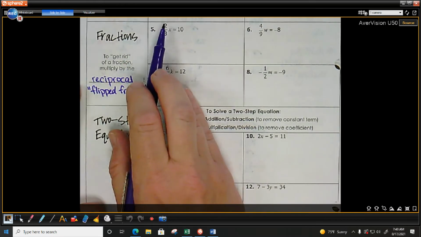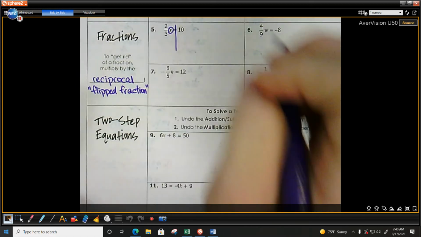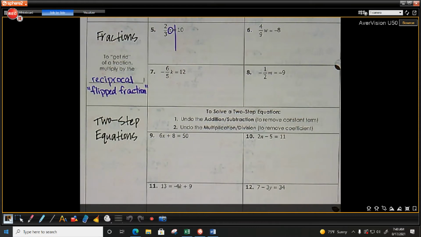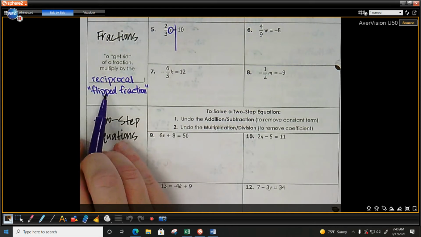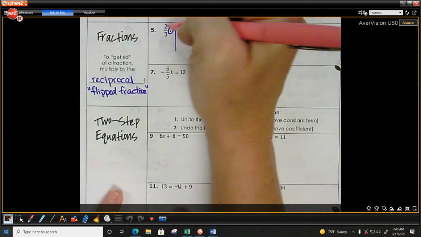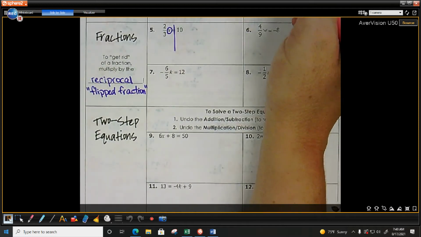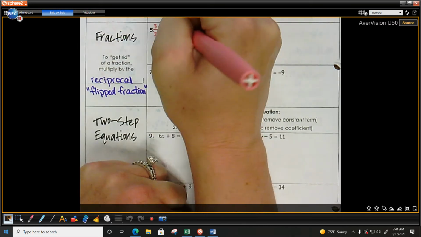Okay, so this says 2/3 times x. I'm going to draw my line through the equals and circle my x. It says 2/3 times x. The opposite of times is divide. So I would divide both sides by 2/3. But do we know how to divide by fractions? No. So you multiply by the reciprocal, which is your flipped fraction. So instead of dividing by 2/3, I'm going to multiply by 3/2. Multiply by 3/2. Remember, what you do to one side of your equation, you do to the other.